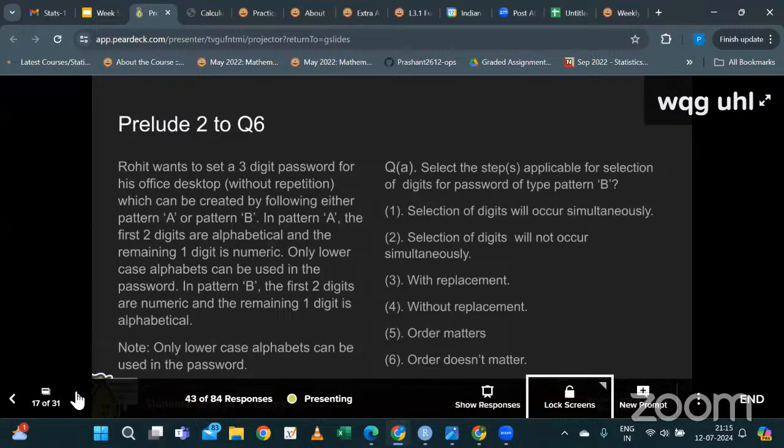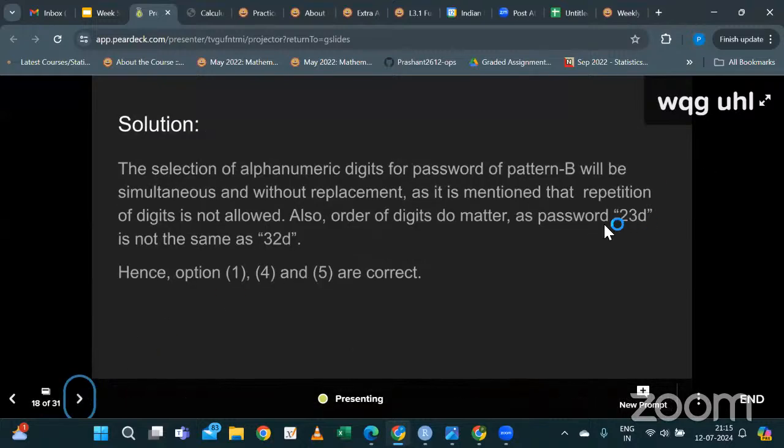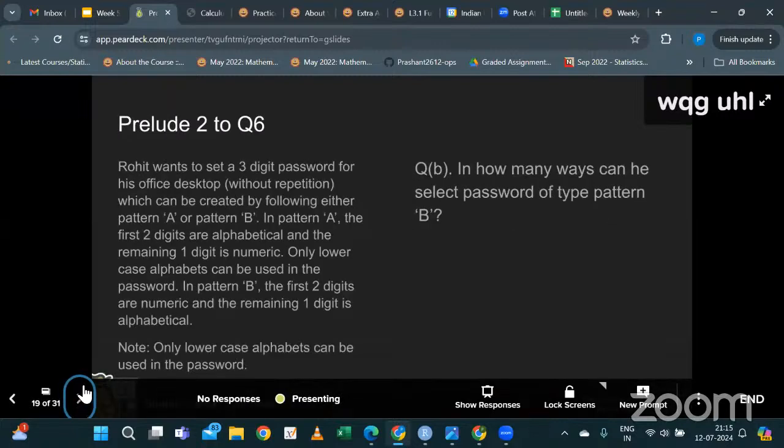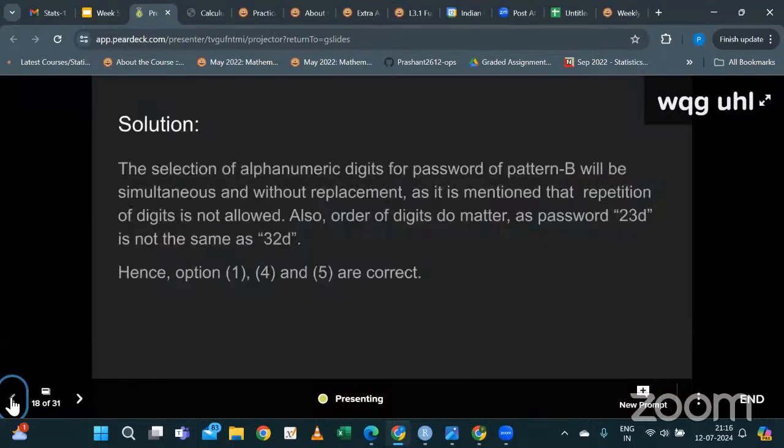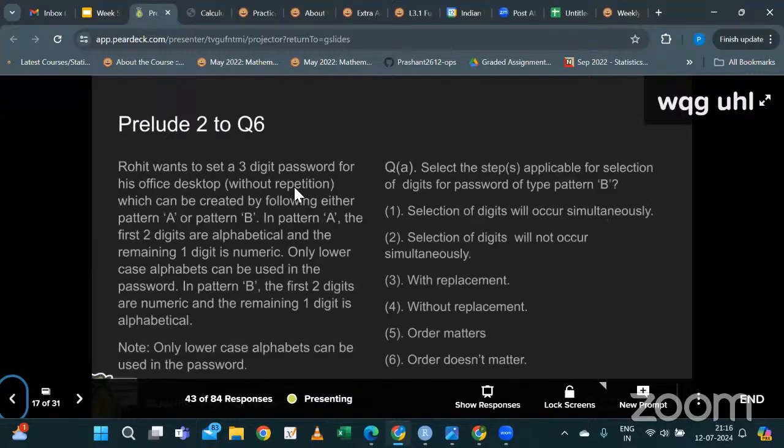Okay, so let's see the next question. If you write the password 23D or 32D, both are different, so order matters. Question is similar. Here you have to find the number of ways. Sir, in the last question, how did we come to know that there will be no replacement? It's clearly mentioned, right? So without repetition. Okay, sir, got your point.